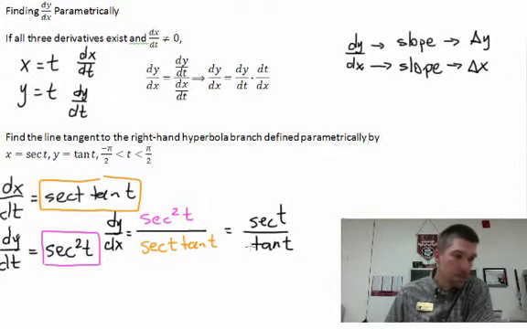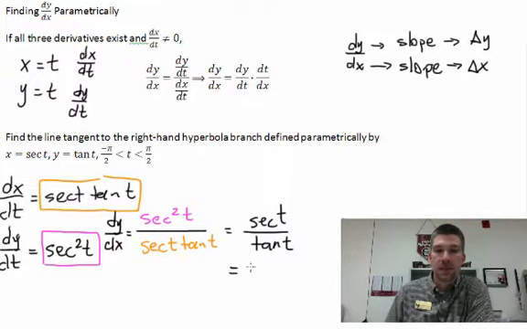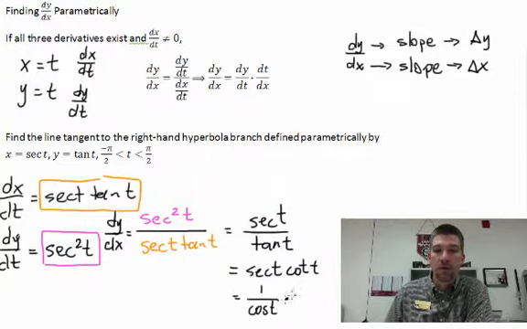Okay? And then if you think about this, if I've got secant t over tan t, this is like saying secant t cotangent t. And we can clean this up even more: secant is 1 over cosine t, and cotangent is cosine t over sine t. And so the cosines cancel out, and I'm actually going to be left with 1 over sine t, which is cosecant t.